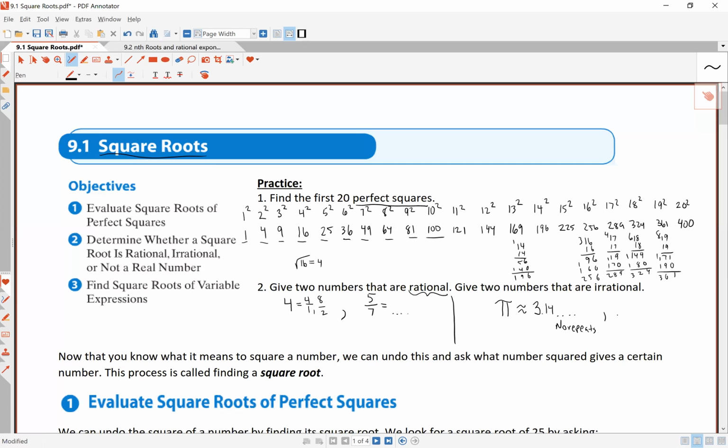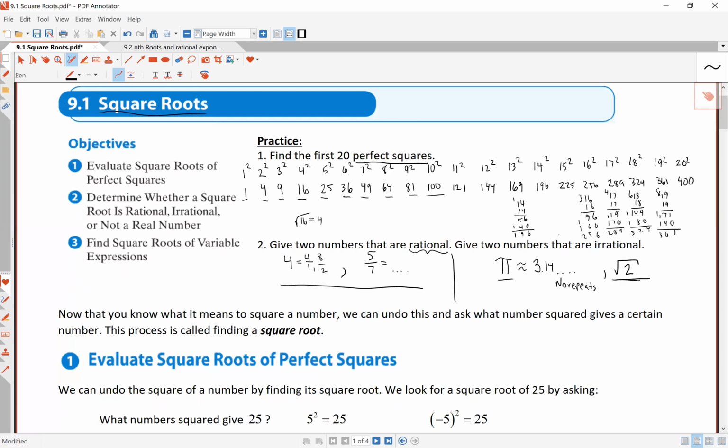Another irrational number is when we take the square root of a non-perfect square, like square root of 2 or square root of 3. And so when talking about square roots, we're going to want to be able to recognize the ones that give you nice numbers that are rational and ones that give us irrational numbers. And this concludes the video for section 9.1, square roots, practice problems.